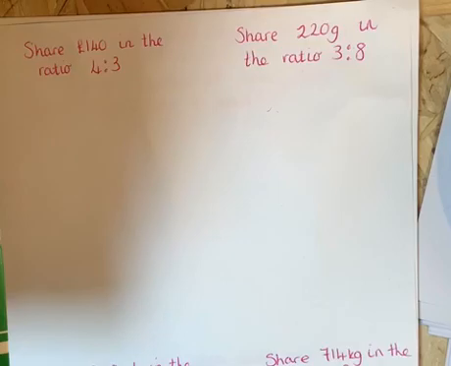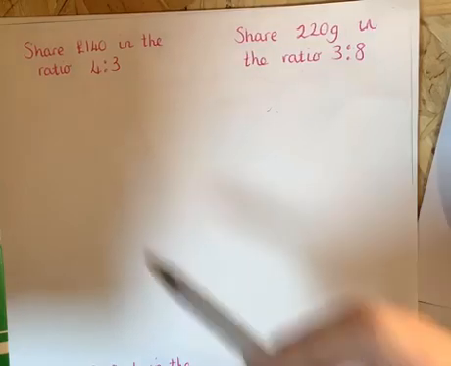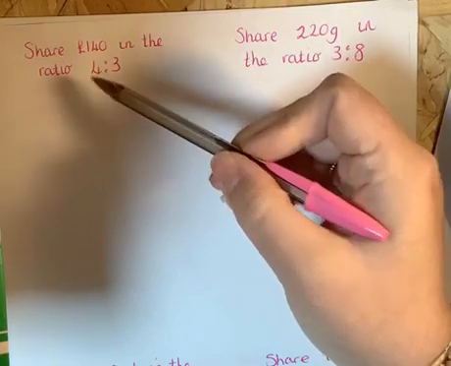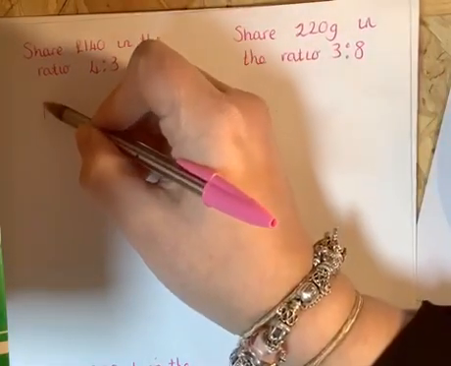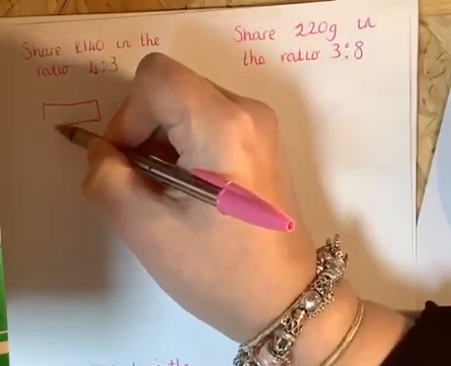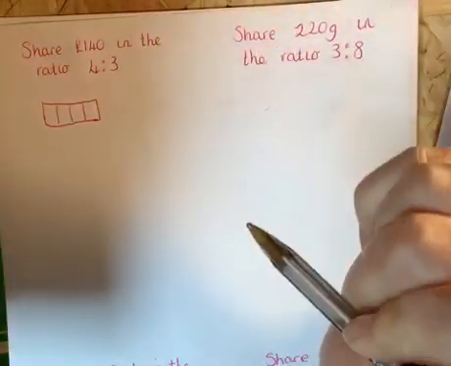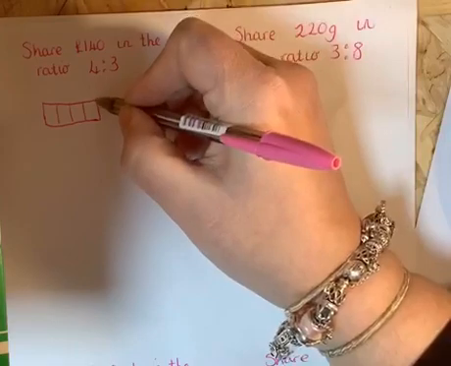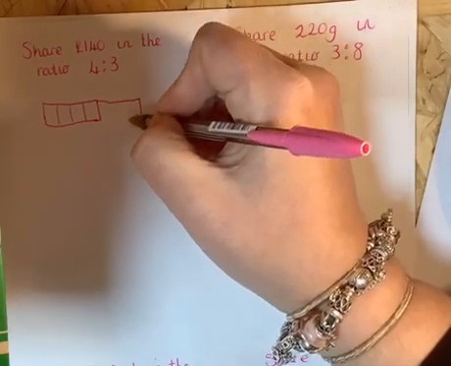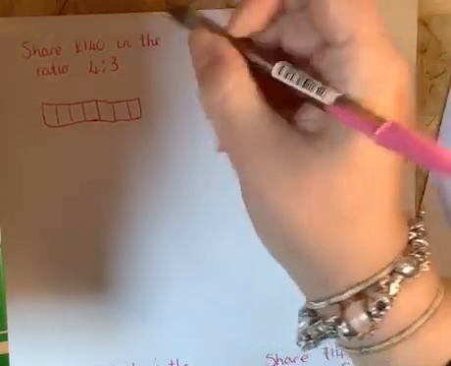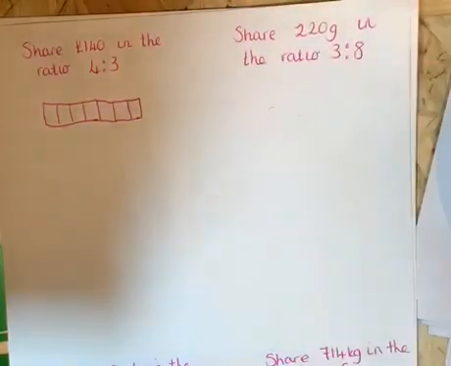And to do that, we're going to use a bar model. So we're going to start off by looking and saying this first part has got 4 parts to it. So I'm going to draw myself a bar that has got 4 parts to it. So that's the first part. The second part has got 3 parts to it. So all together, we know that there's 7 parts to this ratio.